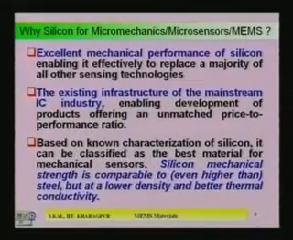If you have to create new infrastructure, then obviously the price to performance ratio will be higher and higher. Since it is available, that ratio will be extremely low, which is advantageous for commercial production. So, that is one advantage in case of silicon. The other one is that this is based on known characterization of silicon. It can be classified as the best material for mechanical sensors.